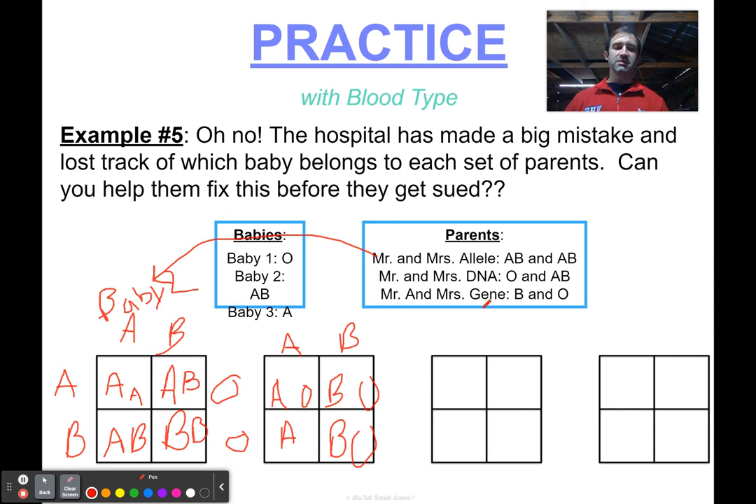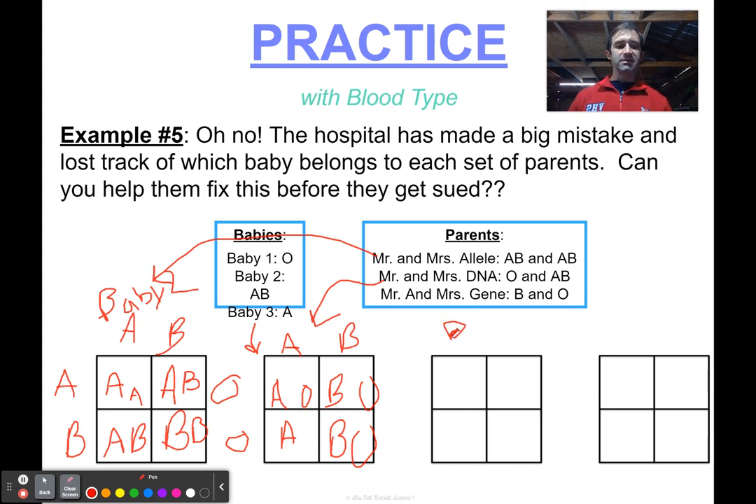Now you can look at this, guys. Baby one cannot belong to this family. This blood type has to be OO. If you're O, you have to be OO. So baby three has got to belong to this family. But let's just go ahead and finish it up. Baby three is going to be Mr. and Mrs. DNA. And then baby one, if we do Mr. and Mrs. Gene, it's B.